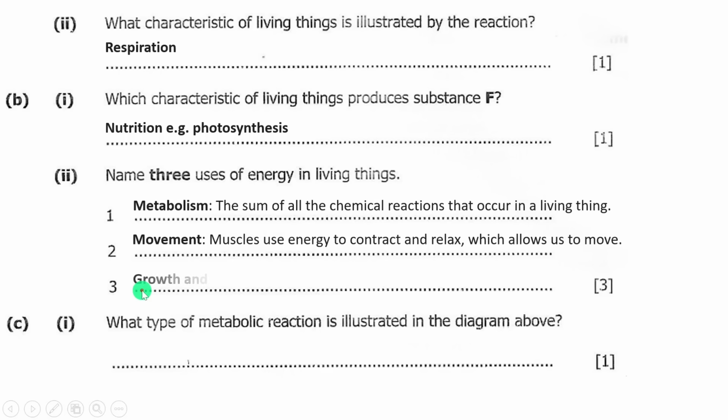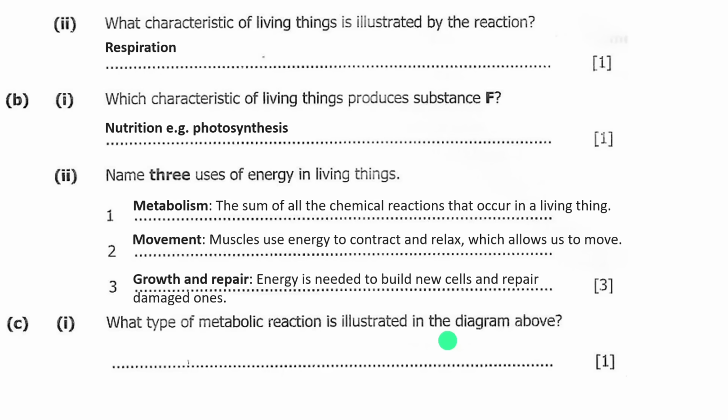Then part 3, we are saying growth and repair. Energy is needed to build new cells and repair damaged ones. Then C part 1 says what type of metabolic reaction is illustrated in the diagram above. So that diagram that we already looked at, what type of metabolic reaction is illustrated.